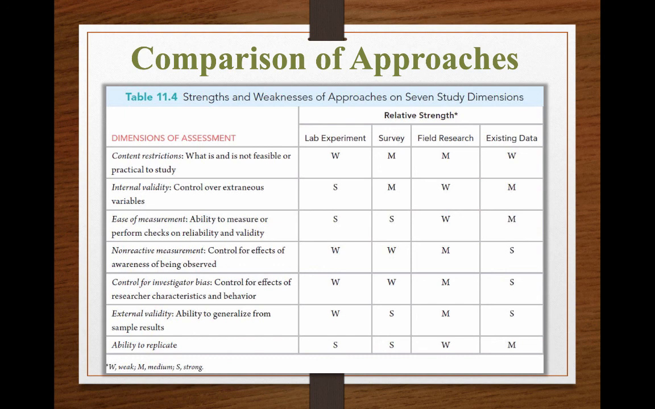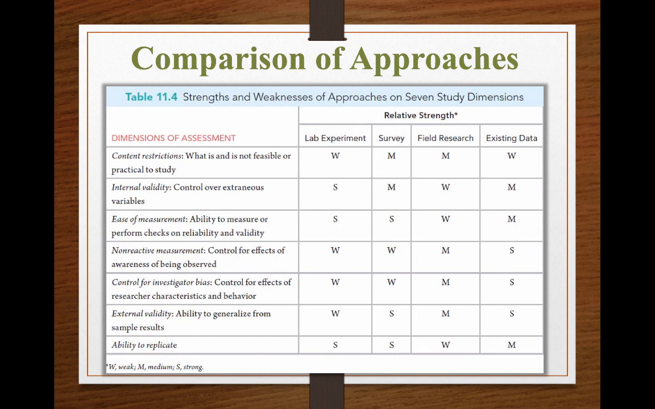You can see with existing data, there are strengths in non-reactive measurement, control for investigator bias, and external validity. That makes sense, because you're using information that's already sitting there, that someone has already looked at. So you're not going to have the Hawthorne effect, since you're not actually conducting the research, you're just using what's already there. Versus in lab experiments or in surveys or things like that. So it's interesting how we can see that certain methods fit together to balance each other out.